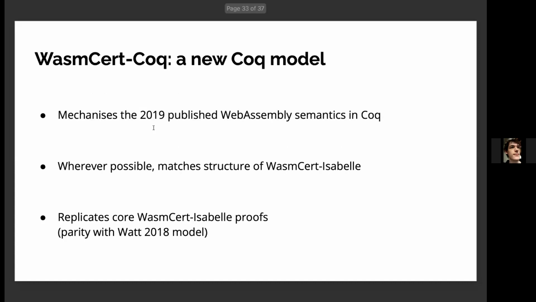So the final part of our work is WASM-cert-coq, which is an entirely new Coq model, a new mechanization of the 2019 W3C WASM semantics, written in Coq. This also includes an executable interpreter and type checker. And we replicate the proofs of the 2018 model, soundness of the type system and correctness of the executable interpreter and type checker.